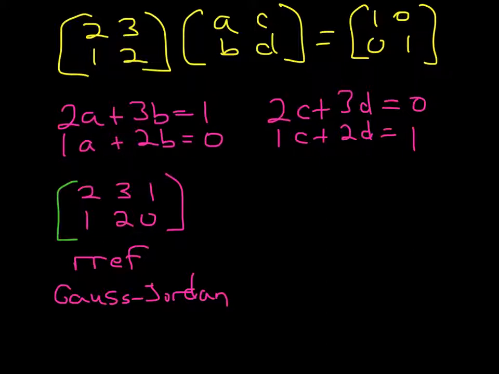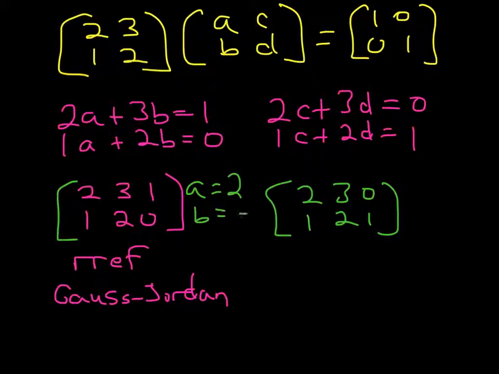And if I came over here, I could do the same thing. So this would be 2, 3, 0 and 1, 2, 1. And again, RREF or Gauss-Jordan. If I did that, I would end up with A equals 2 and B equals negative 1. And over here, I would end up with C equals negative 3, and D equals 2.